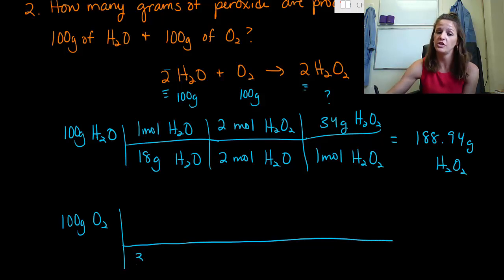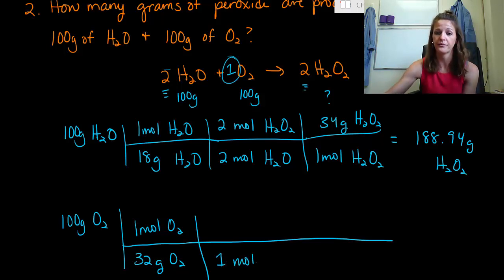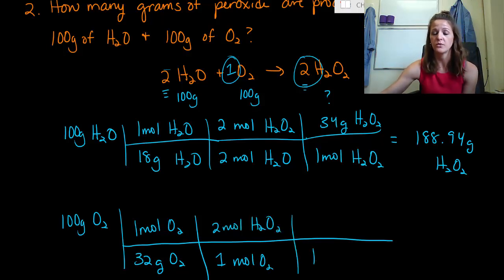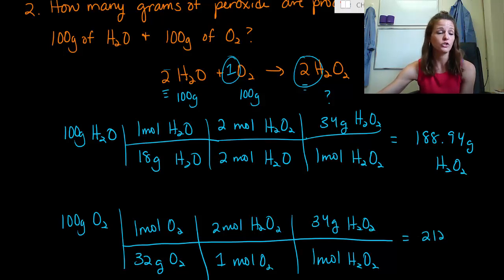So for 100 grams of oxygen, again, we use the periodic table to see that the molar mass is about 32 grams for every 1 mole of oxygen. Then we're going to use our mole-to-mole ratio. So for this one, it is different. We see that there's 1 mole of oxygen for every 2 moles of peroxide. And then again, we're going to use the molar mass. So for every 1 mole of peroxide, we have about 34 grams of peroxide. And if we put this in our calculator properly, we end up with a value of about 212.56 grams of peroxide.